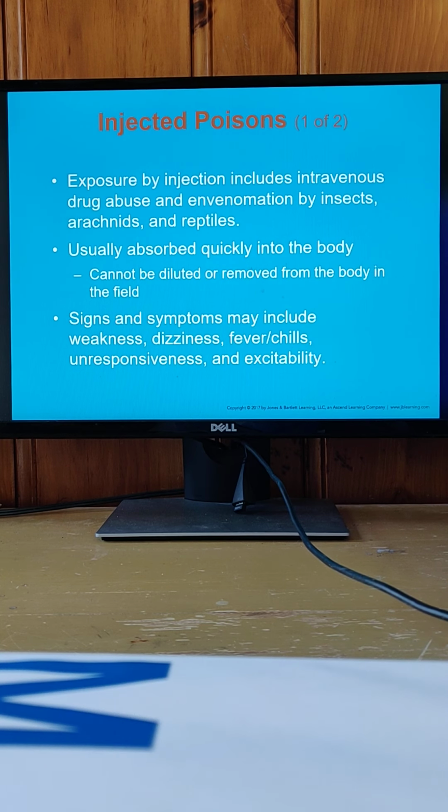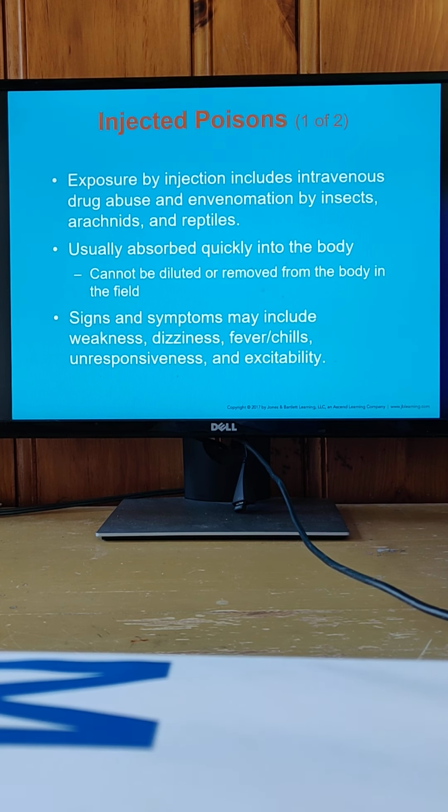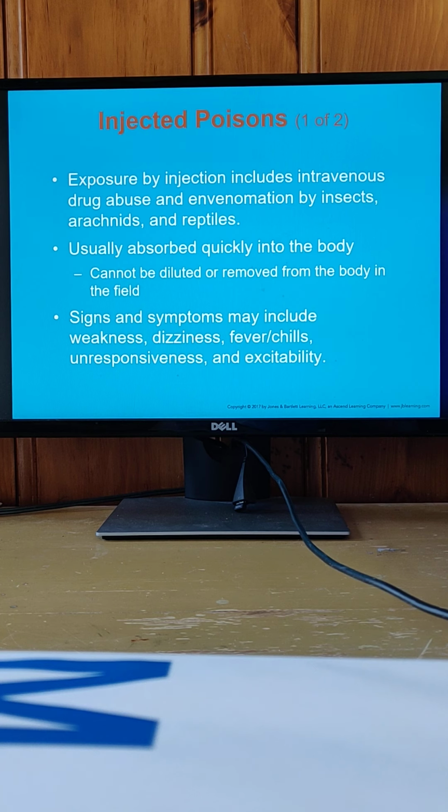Injected poisons. Exposure by injection includes intravenous drug abuse and envenomation by insects, arachnids, and reptiles. So insects: bee, wasp, hornet. Arachnids: spiders. I do not like spiders at all. The poisonous spiders out there are black widows. You've got the brown recluse, which is very popular up here in Rhode Island. And tarantulas in the tropics. And then reptiles, snakes.